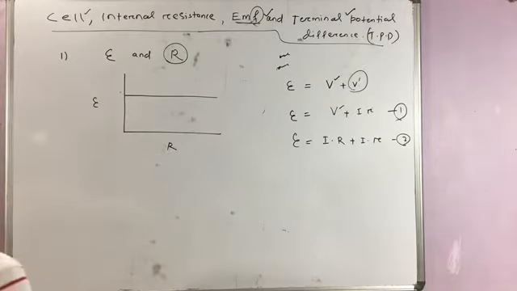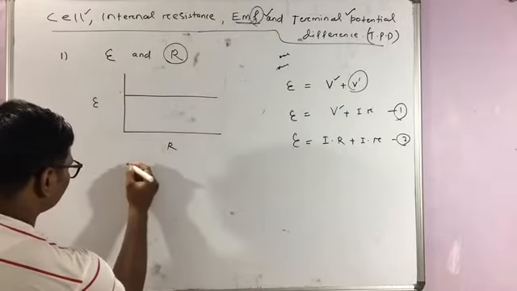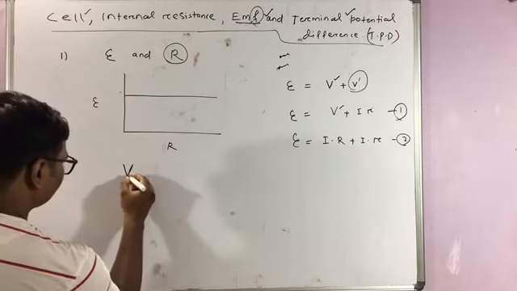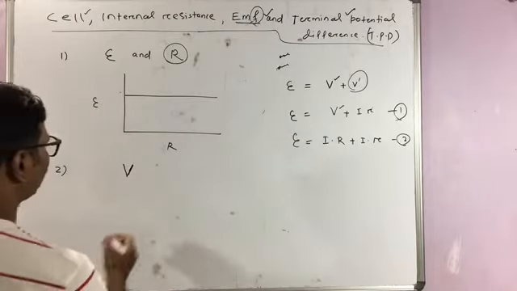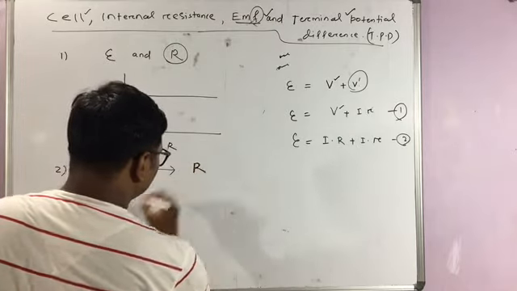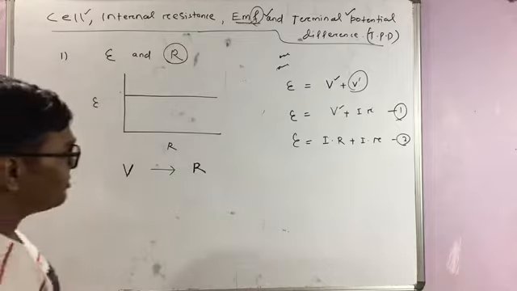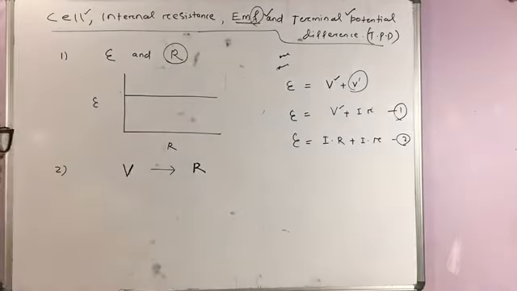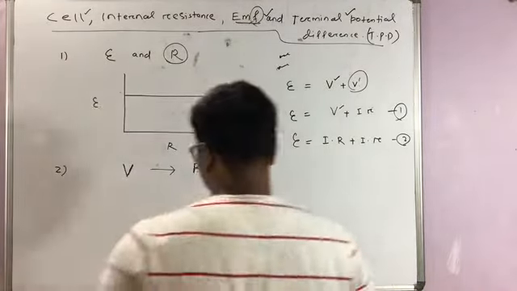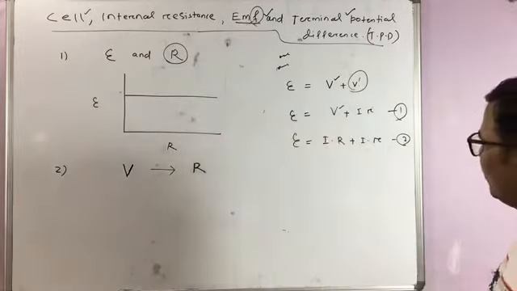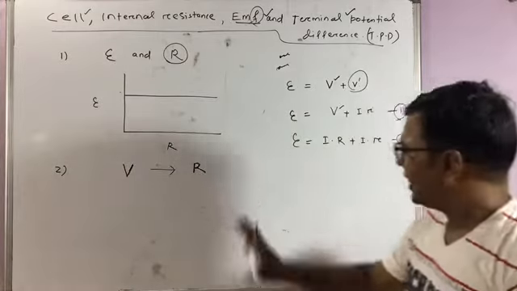E is independent of R. The second graph is asked to be plotted between the terminal potential difference and the external resistance R. That is one important point here. To plot this graph, you need a mathematical equation. So let me modify this equation so that we will find V and R.